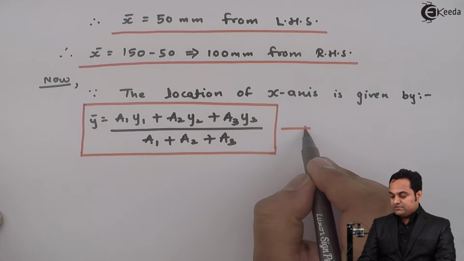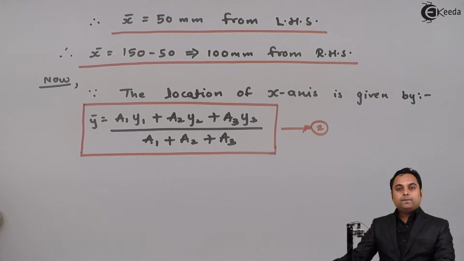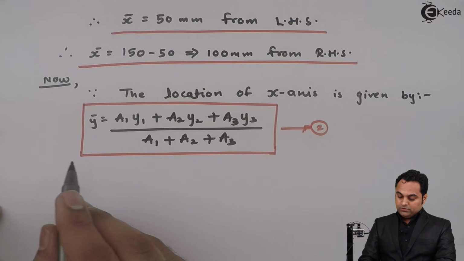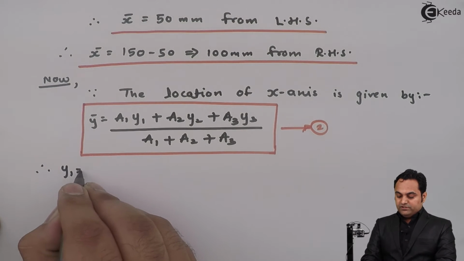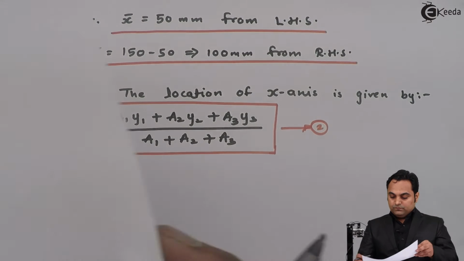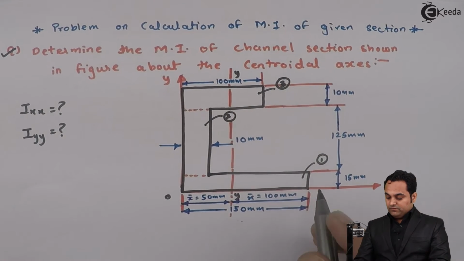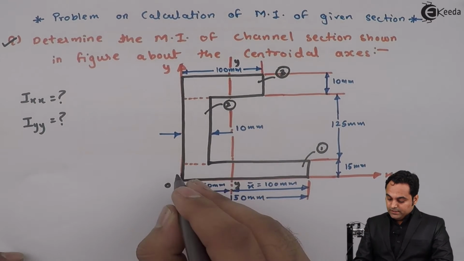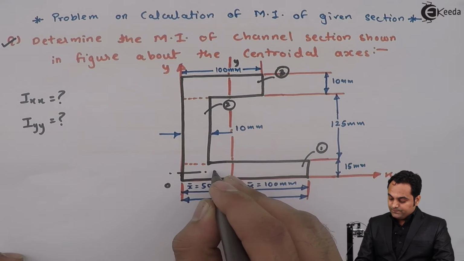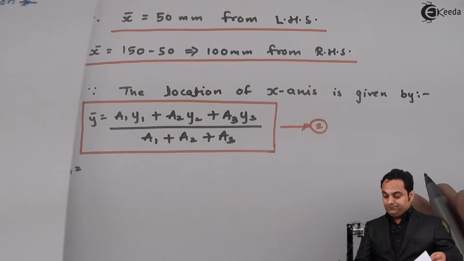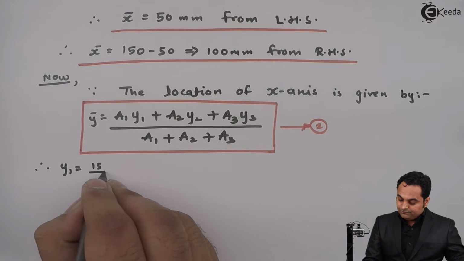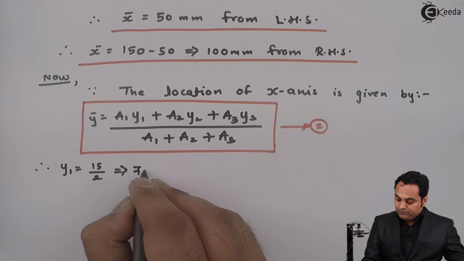I'll keep this as the second equation. Now we need the y1, y2, y3 values. Y1 is the location of the x-axis for the first rectangle, and its x-axis will be at half of 15, so that is 7.5 mm.